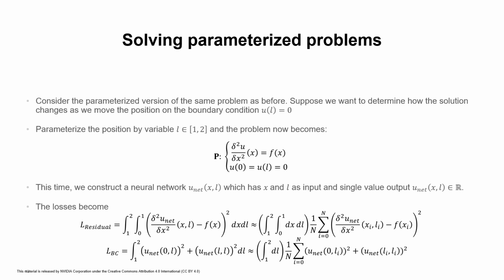We can parameterize this position using a variable L that varies in range from 1 to 2. To solve this parameterized problem, we can have the neural network now take L also as an input. So we have a unet which takes in now x as well as L. And then the losses take the form as shown in the slide.